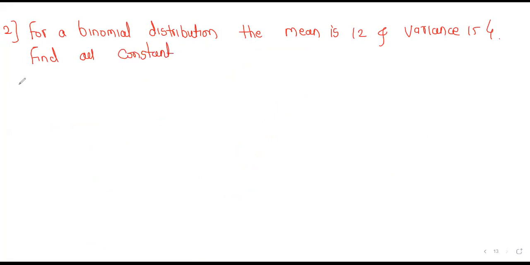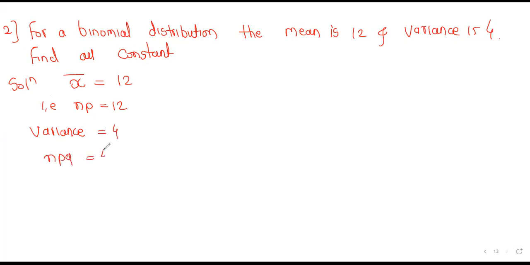So clearly mean is given, X bar is equal to 12, that is NP is equal to 12. Second thing is variance is equal to 4, that is NPQ is equal to 4. Now put the value of NP, that is 12, so Q is equal to 4 by 12. So Q is equal to 1 by 3.